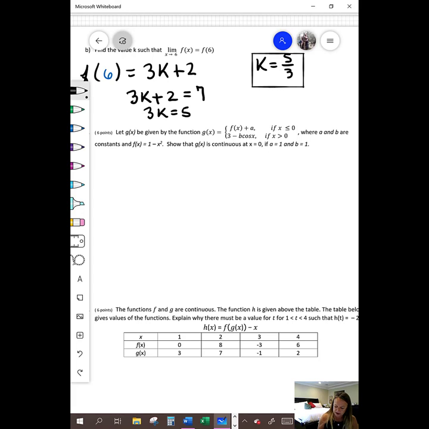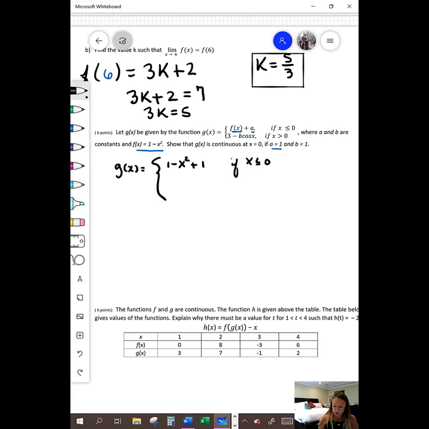Okay, so again, g of x is equal to f of x plus a. We're going to go in here. We are given what f of x is. F of x is this 1 minus x squared. And we're also going to plug in 1 for a. So let's rewrite g of x with this information. So g of x is equal to f of x, which we just saw was 1 minus x squared, plus a, which is 1, if x is less than or equal to 0.